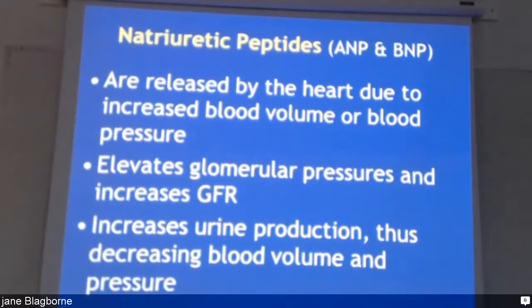Natriuretic peptides, ANP and BNP, we saw those earlier. They're released by the heart. That's kind of cool. What's the heart got to do with it all? Anyway, due to the increase of blood volume or blood pressure, it elevates the glomerular pressure, increases the glomerular filtration rate, and increases urine production. Therefore, you're decreasing the volume, so you're decreasing the hard work that the heart is doing with a high volume. That's where, if you have congestive heart failure, with too much volume in your blood, then if you take some of the fluid out with diuretics, you're lowering the filtration rate.